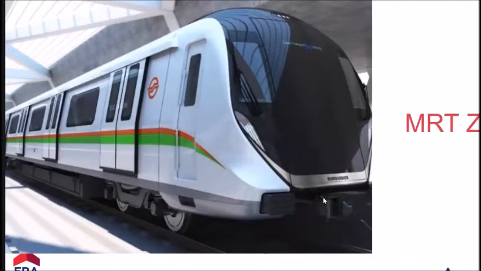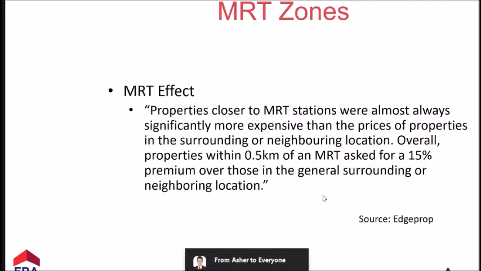Okay, so we're talking about MRT zones, right? Now, the MRT effect. This was done by EdgeProp. Properties closer to an MRT station are always significantly more expensive. We're talking about a 15% premium. This is by EdgeProp, 15% premium.